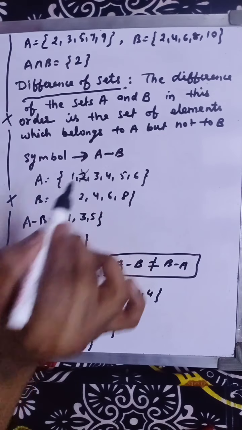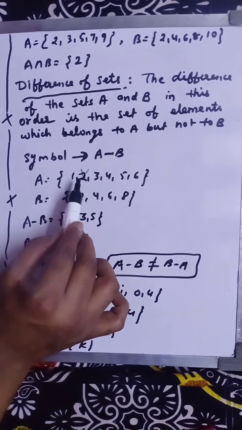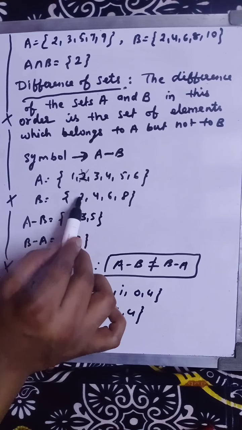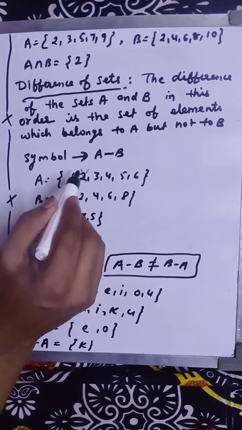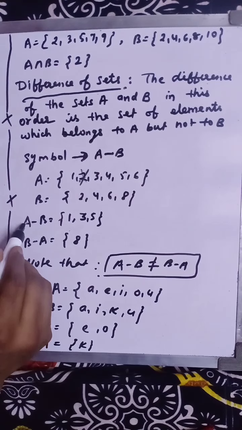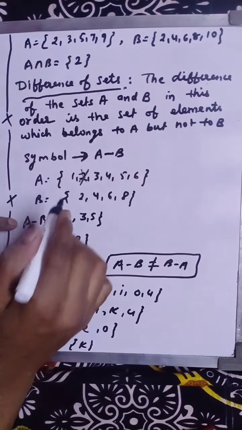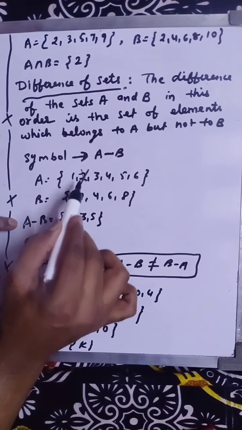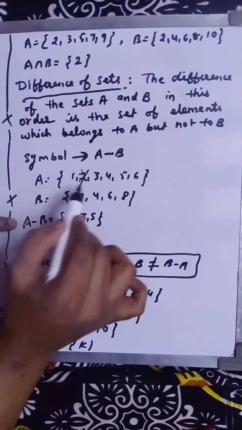The element which is common, here 2 is common in both sets, so we can cut 2 from A because we are finding A minus B. First of all you have to take A, so you have to cut the elements from the set that comes first. A is at the first position, so you have to cut the element from A. So 2 is common in both, so I am cutting this 2.